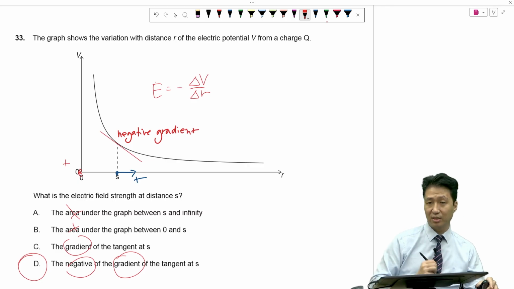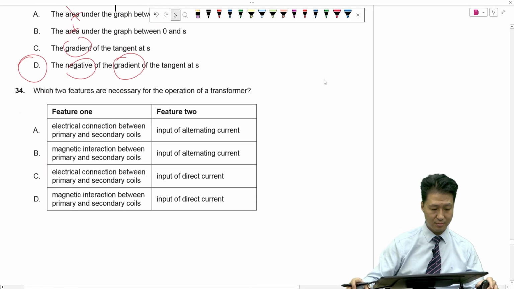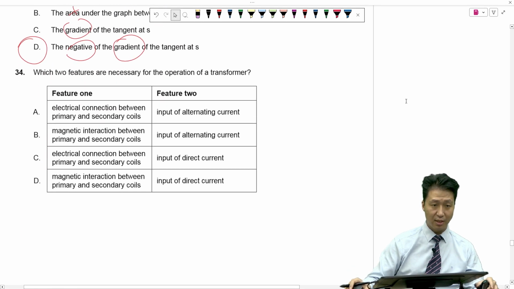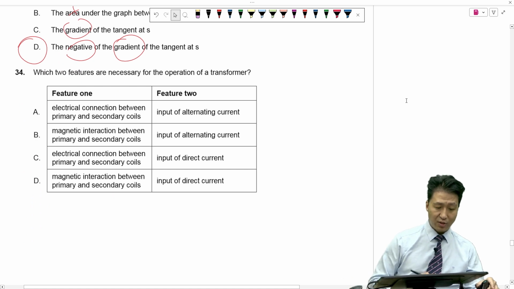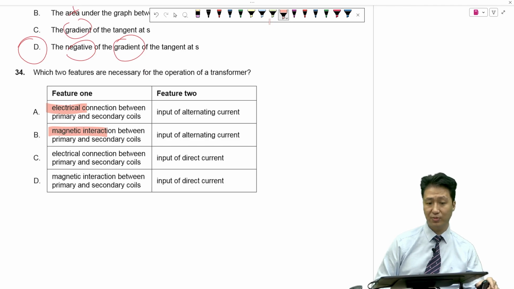This is why you need to change the sign. Just a convention to make sure that the directions are the same. Which 2 features are necessary for the operation of a transformer? Feature 1, there's 2 choices. There's either electrical connection between the primary and secondary coils, or magnetic interaction between primary and secondary coils.